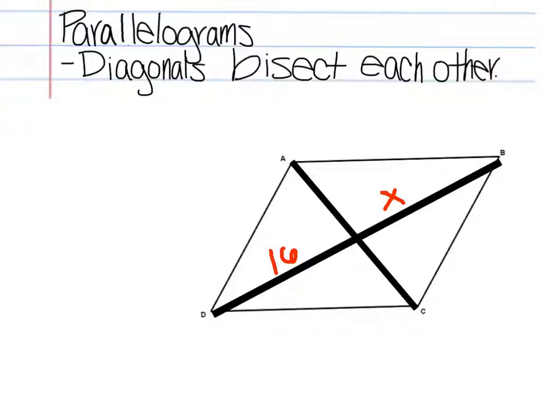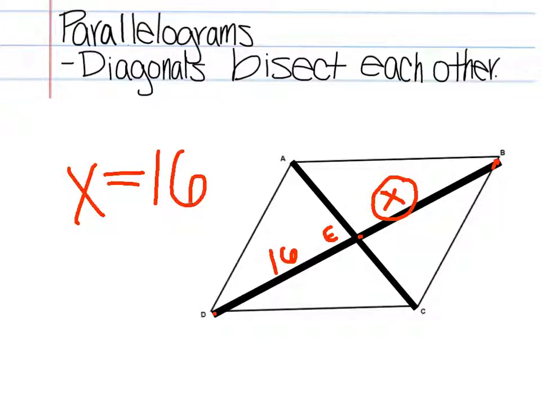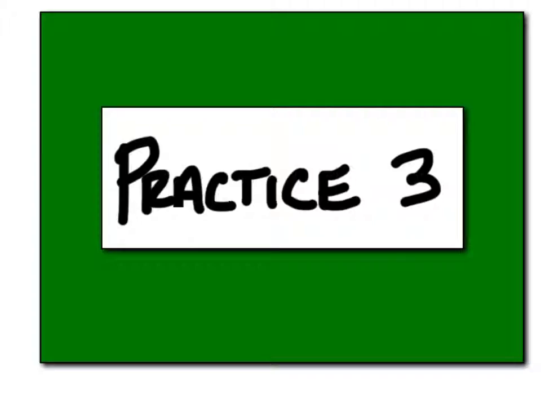Alright, example 4. If D to the center, which we'll just call E again, if DE is 16, what's the value of X? 32. 16. It'll be 16, that's right. DB will be 32. But from E into B, that'll just be 16. Both sides will be equal. So DE is 16, and then EB will be 16.